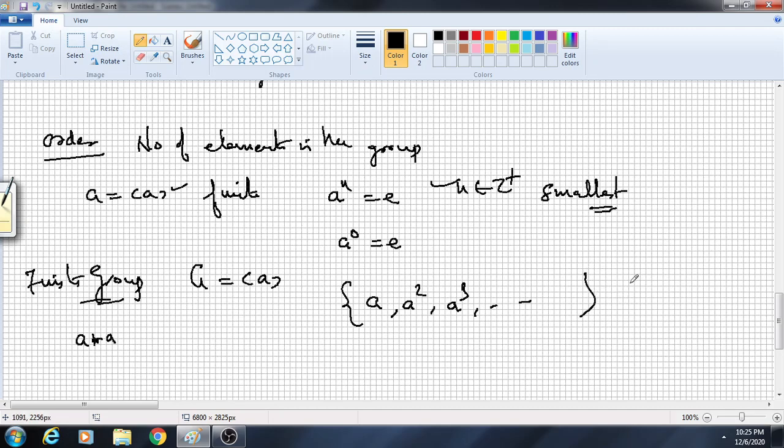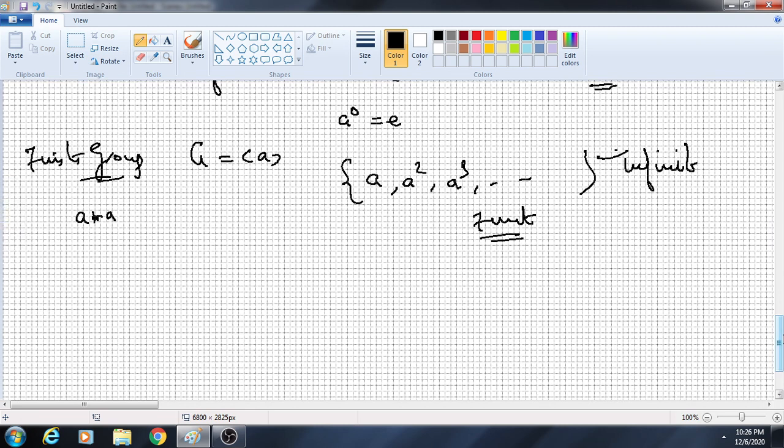Now tell me, can this set be infinite? It is given that G is a finite group, so all these a square, a cube, etc. will be inside G. So this cannot go on forever. This cannot be infinite. So what do you mean by that? That means this pattern should be repetitive somewhere.